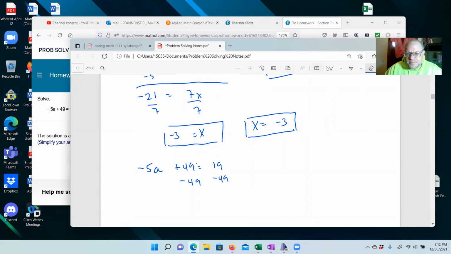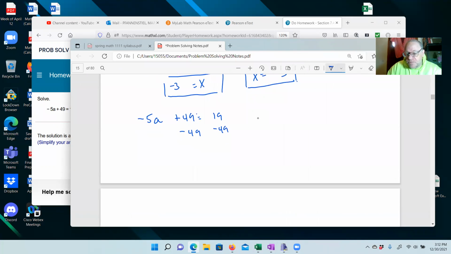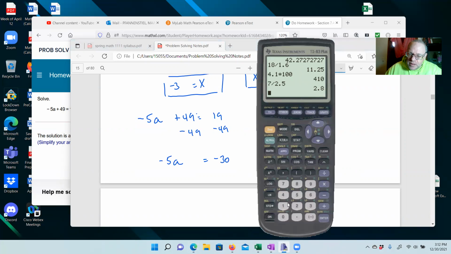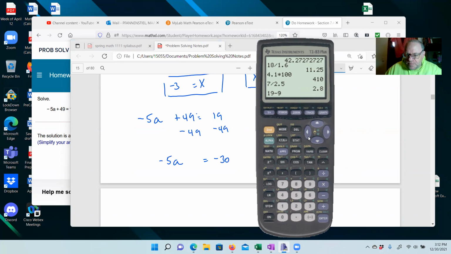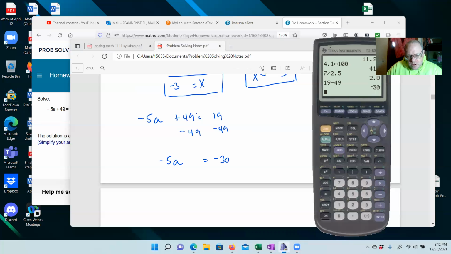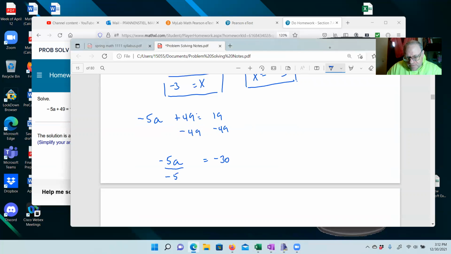Okay, so that's going to cancel this part out, right? 49 minus 49 is 0. So we still have negative 5a equals, and then I've got to take 19 minus 49. 9's are going to cancel. 1 minus 4, that's going to be negative 30. Okay. You can always double check. 19 minus 49. Oops. Negative 30. So go ahead, and what we're going to do is we're going to divide by negative 5.